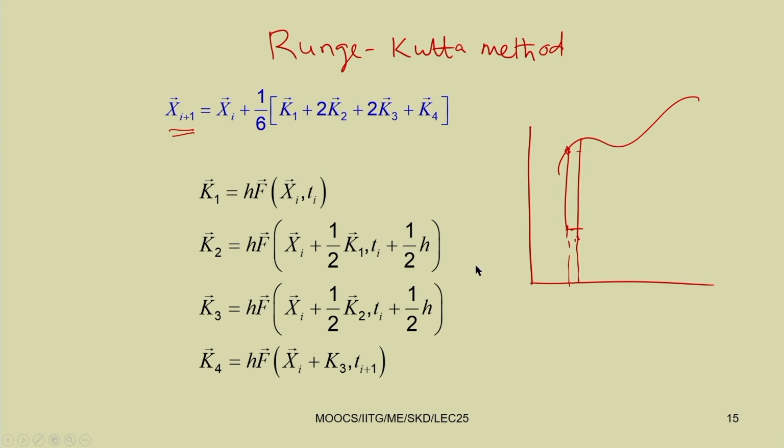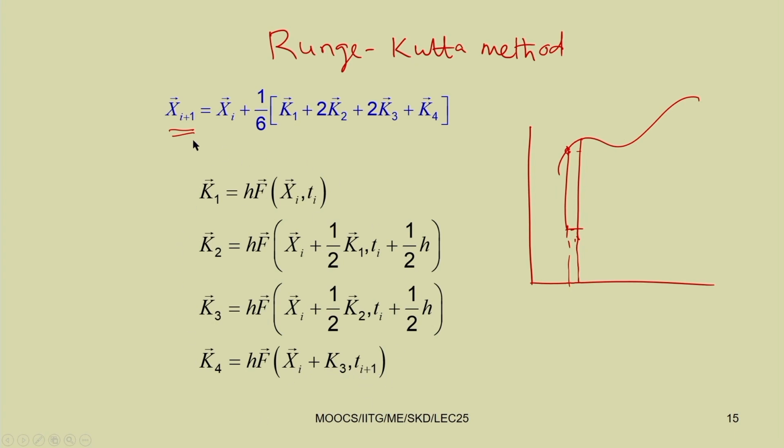Then k 1 can be written as h into f of x I, t I. Then k 2 will be h f of x I plus half k 1, t I plus half h. Then k 3 will be equal to h f of x I plus half k 2, and the time will be t I plus half h. Similarly, k 4 can be written as h f of x I plus k 3, where the time is t I plus 1.